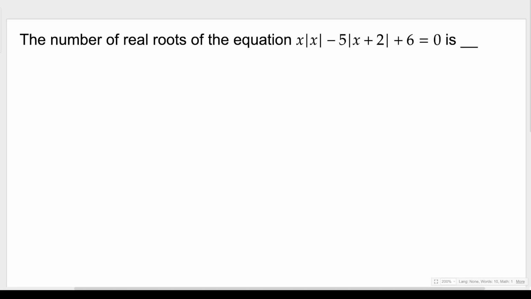So consider this problem statement. We need to compute the number of real roots for this equation, that is x times absolute value of x minus 5 times absolute value of x plus 2 plus 6, that is equal to 0. Since the absolute value function is there, we need to take the critical points, and based on the points where the definition changes, we need to solve it by cases, right?